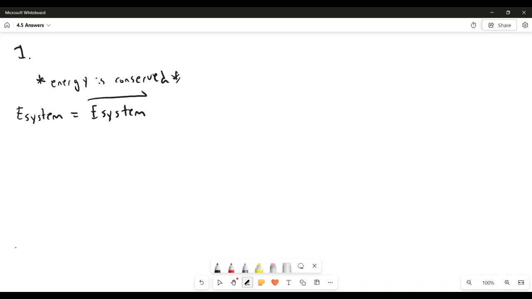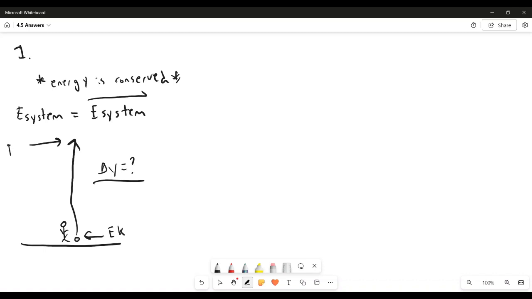And so in a question that has an individual standing at the ground here, and so let's say it throws the ball all the way up, and it's asking us to find the height. What that means is that the kinetic energy in which he releases the ball will be equal to the gravitational potential energy all the way up here.